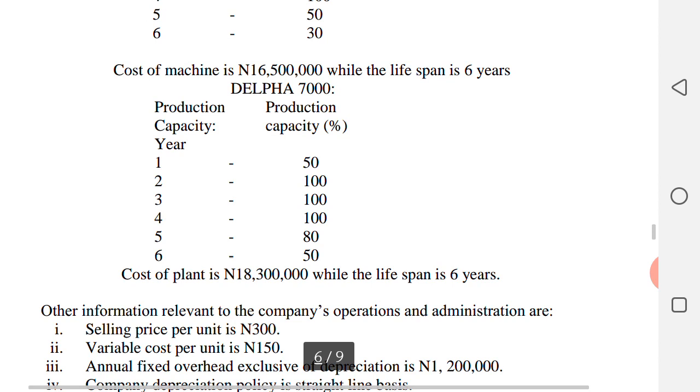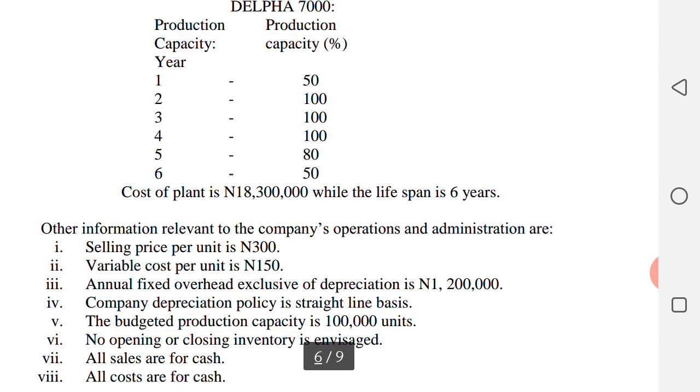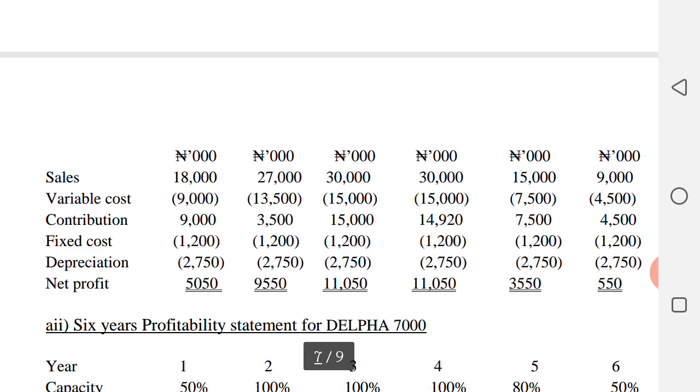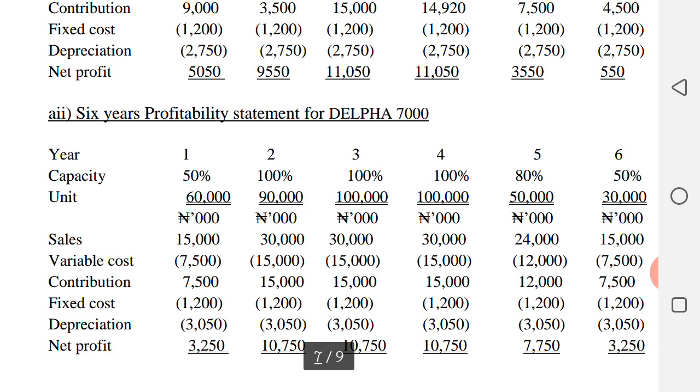While for DEFA 700, it is 18,300,000 divided by 6. That's how we get our depreciation. For all the other things, just multiply your selling price with the units stated here. That's how you get it.